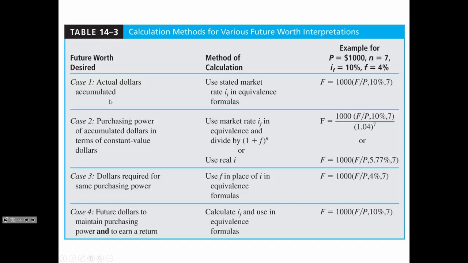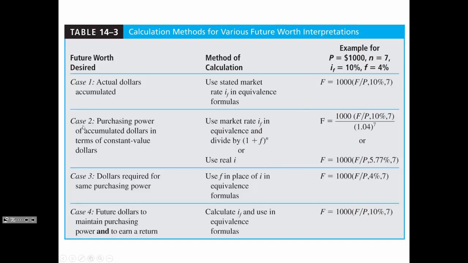So if you're depositing money into a bank account and you want to find out the amount that's going to be on the statement after some time, then the calculation here is showing that there are two different interest rates. There's the inflation rate f, and then i sub f, which is the amount the bank is actually paying. And so the 10%, which is the amount the bank is actually paying, is the interest rate you'd use to find the actual number of dollars in the future.